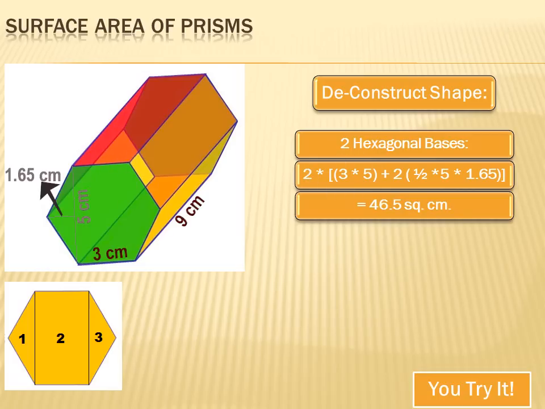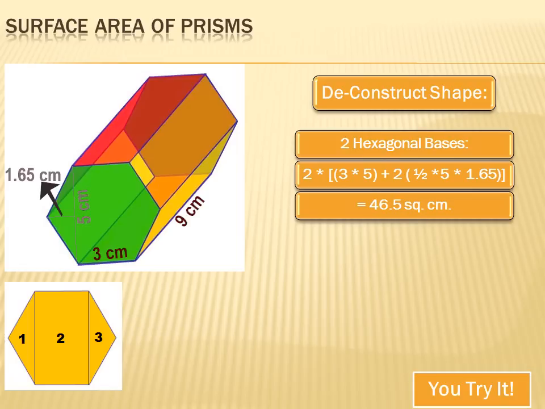And then I've got 2 triangles. And each of those triangles has a base of 5 and a height of 1.65. So I've got 2 of them, and the area of each is 1/2 the base times the height. When I do the math, all that totals up to 46.5 square centimeters. Well, that's the hard part.